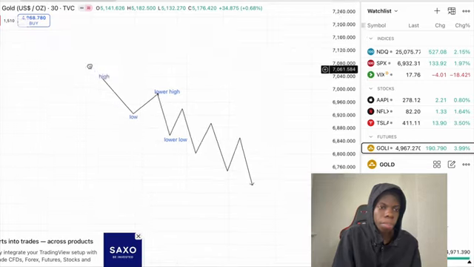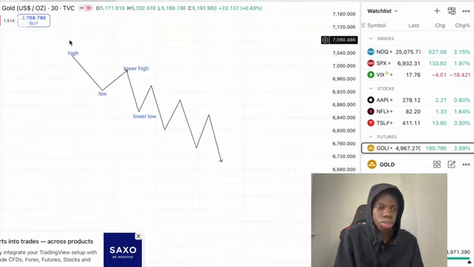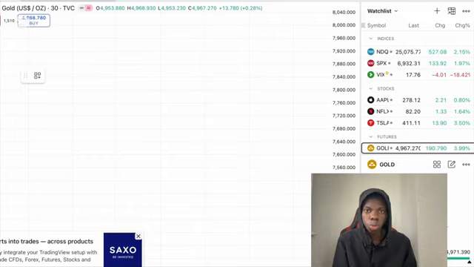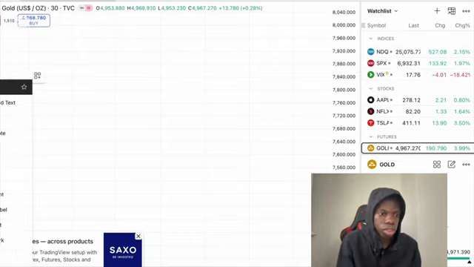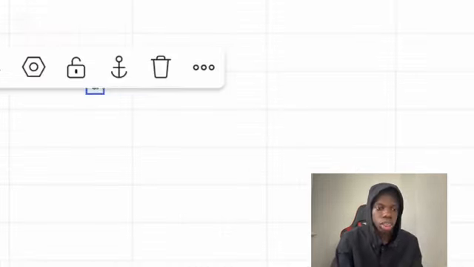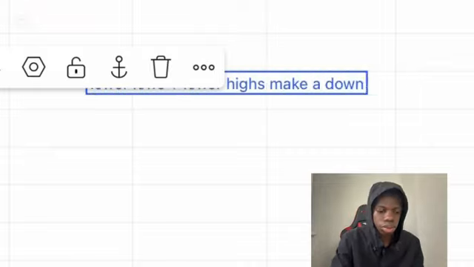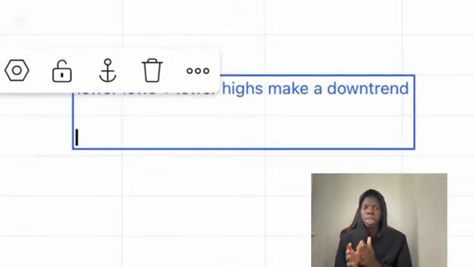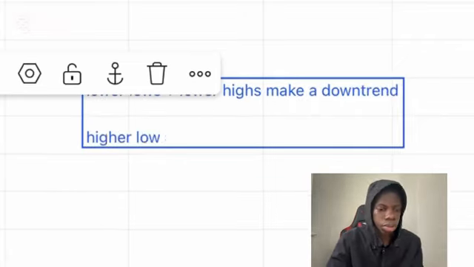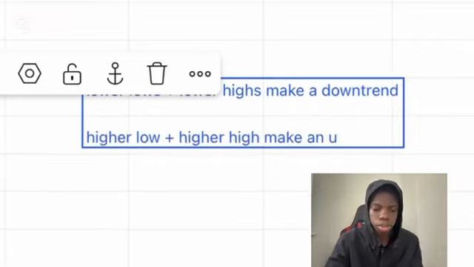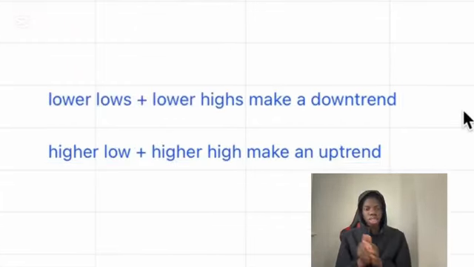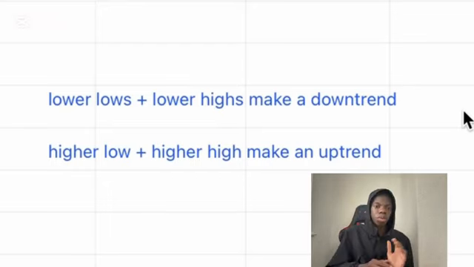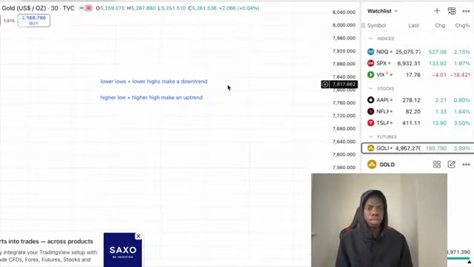So now, you guys already understand the concepts, obviously. But to put this into plain words, we're going to say lower low plus lower high make a downtrend. Simple. So this is the concept. Lower low plus lower high equals a downtrend. Then higher low plus higher high equals an uptrend. Now you get it, right?